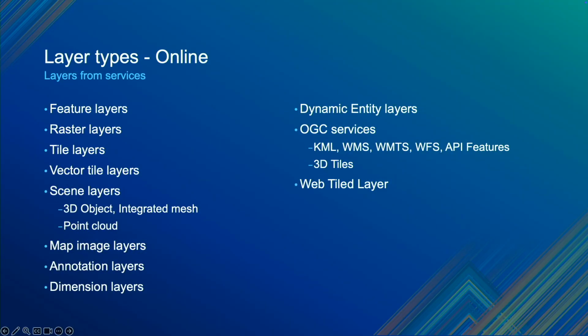So here's an overview of the layer types we support when connected to a network and able to access data services. As you can see, there's a range of services we can connect to, some read-only and some also editable. And we have great support for OGC services as well as ArcGIS services. Some of these, like the dynamic entity layer and the web tile layer, can even be customized to connect to proprietary endpoints as needed.